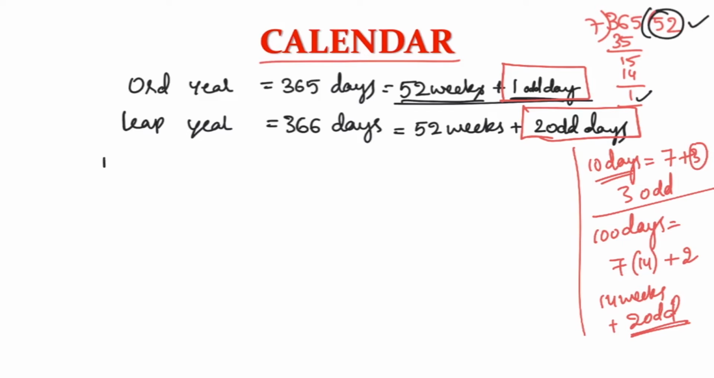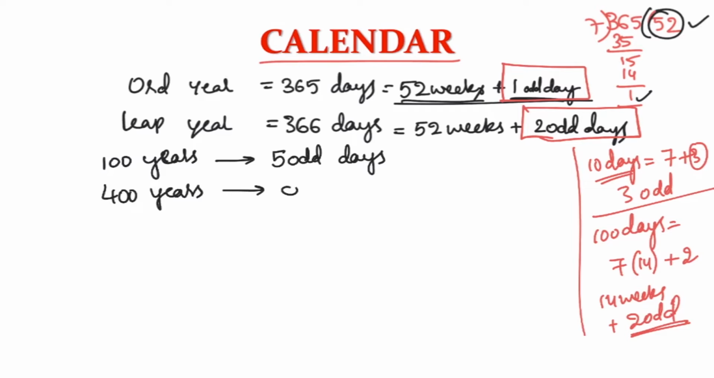And remember this, in every 100 years, in 1 century, there will be 5 odd days. And for every 400 years, there will be 0 odd days. These are all very important points. In examinations, you can directly expect them as statements. You will be given a set of statements. Out of them, you need to choose true and false. See, 100 years contain 5 odd days. 400 years contain 0 odd days.